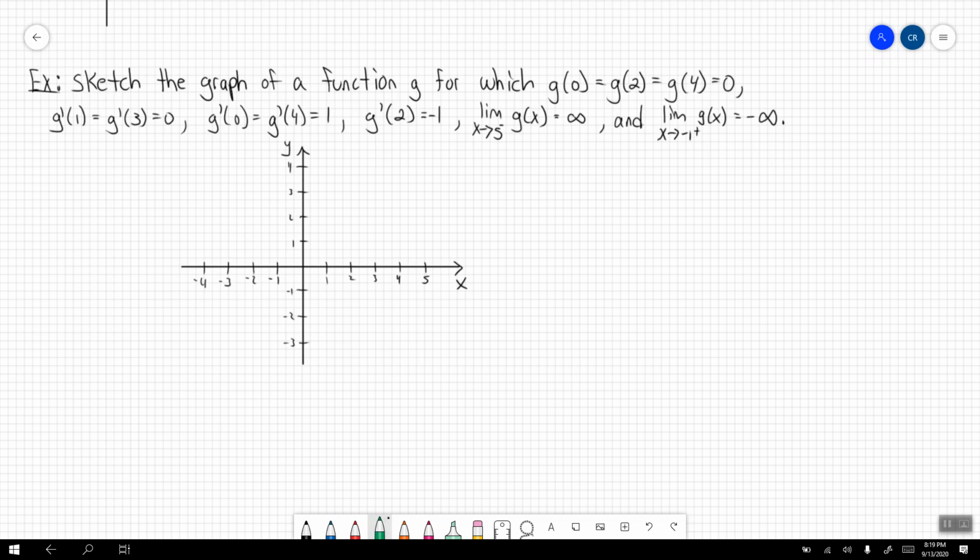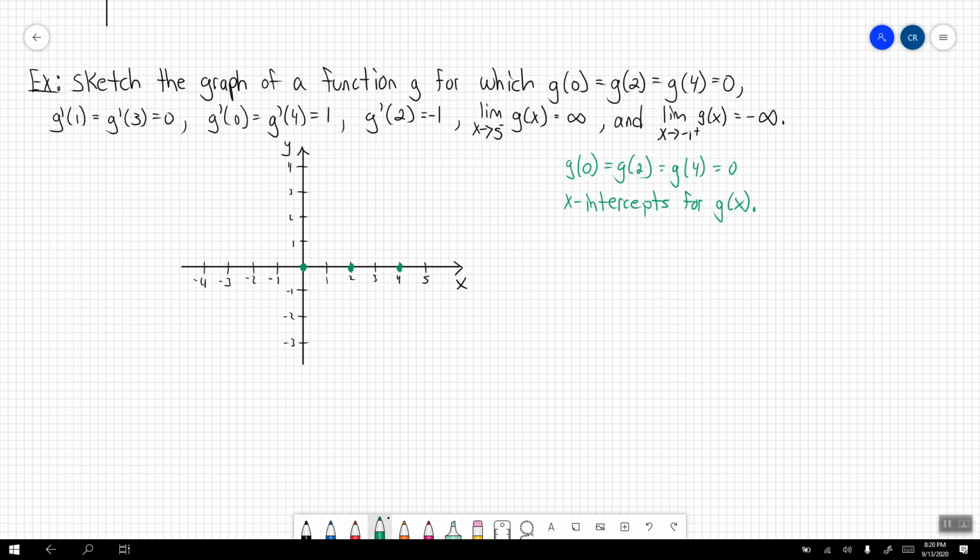So the few descriptions that I want to start with are g(0), g(2), g(4) equal to 0. What this tells me is this is actually giving me the x-intercepts for g(x). At x = 0, we have an x-intercept. At x = 2, we have another x-intercept. At x = 4, we have another x-intercept. So this is what the first statement is telling me.